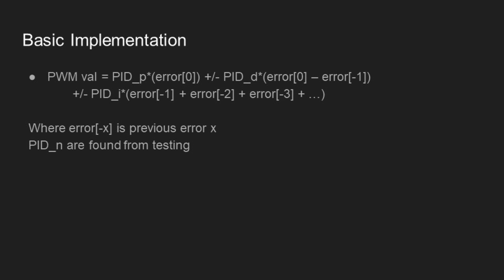So all of these magnitudes added together make up the PWM value. And all of these PID values are found through testing. Usually you start out with I and D as 0, and then you find the optimal proportional variable, and then you start incrementing D and then I to figure out what your system works best with. And this is really dependent on each system specifically.